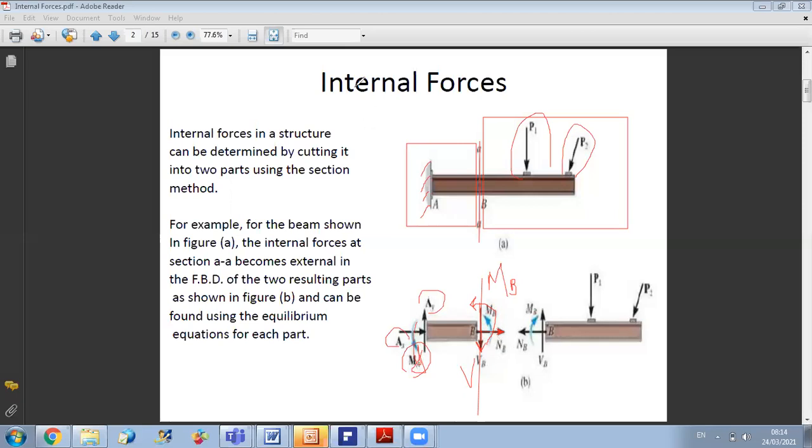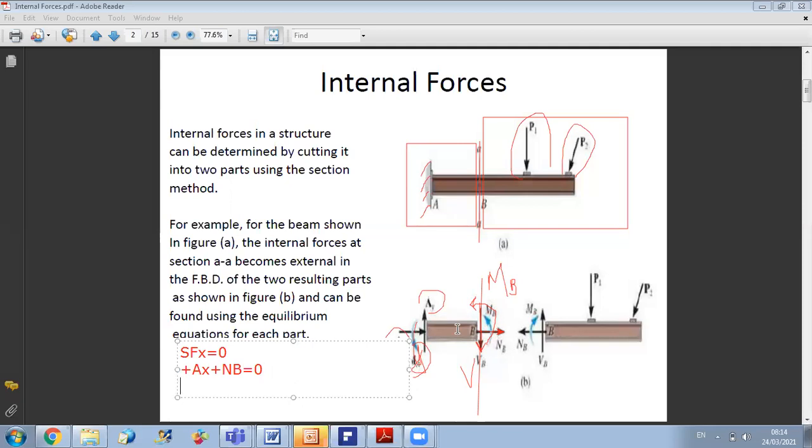Now to get NB, all I have to do is to say that the sum of forces along X on this part is equal to 0. So I have plus AX plus NB equal to 0. Here you will get negative NB. So your beam at B is in compression.